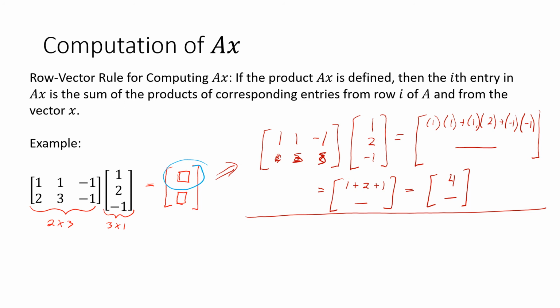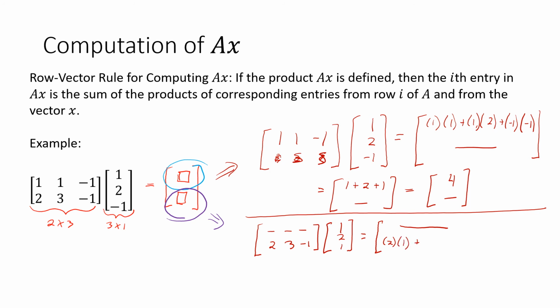What if instead you want this second one? Well, you do the same thing. You have 3 numbers on top that we don't care about. We're looking for the second entry, so we only care about the second row. 2, 3, negative 1 times our vector. What does that give us? Well, again, we don't care about the top row this time. We're only asking about the second row. It gives us the first entry times the first entry plus the second entry in the row times the second entry in the vector plus the third entry in the row times the third entry in the vector.